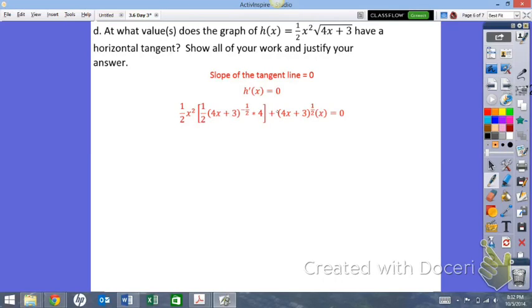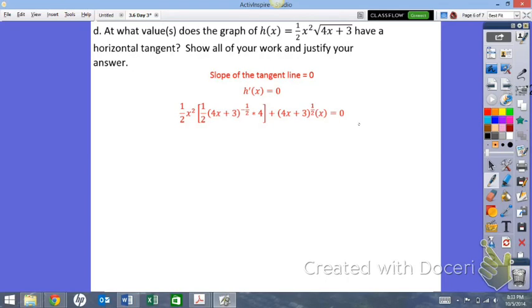Then I need to have plus the second function, so 4x plus 3 to the 1/2, times the derivative of the first. So the derivative of 1/2 x squared would just be x, because I'd bring that 2 down, and 2 times 1/2 would be 1, and then 2 minus 1 is 1. So I end up with just x. Now, the rest of the problem is just solving for x.